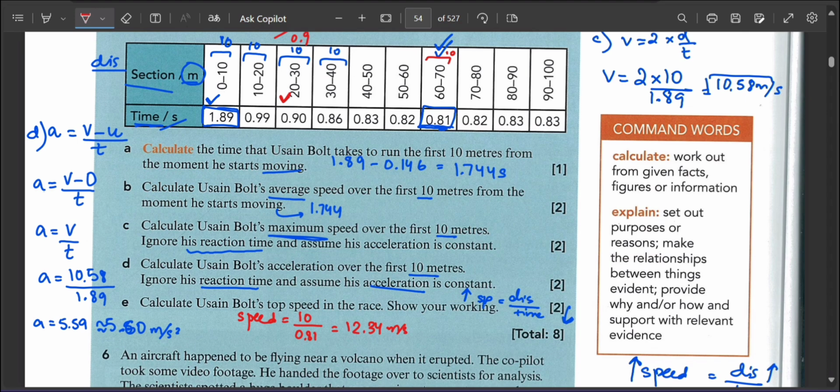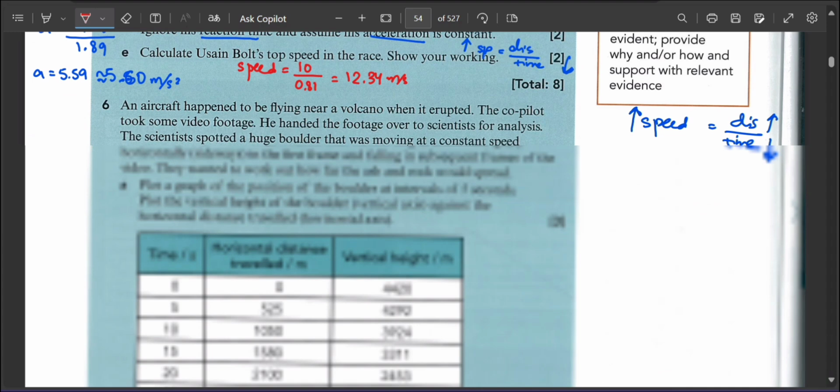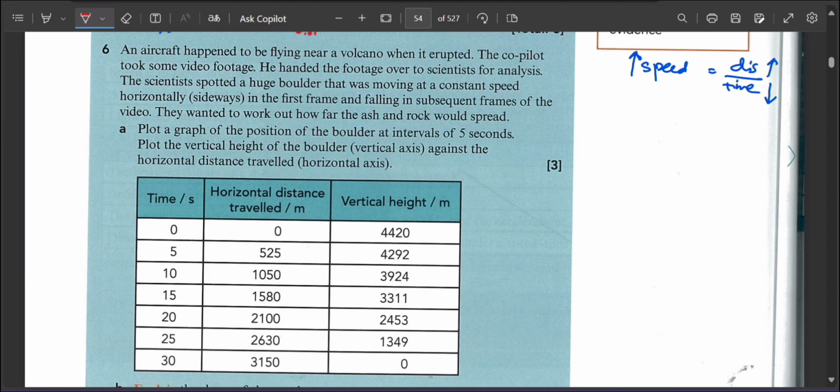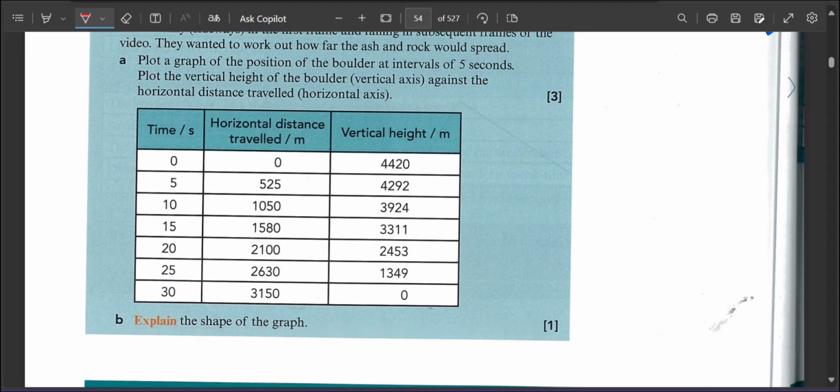Let's move on to question number 6. An aircraft happened to be flying near a volcano when it erupted. The co-pilot took some video footage. He handed the footage over to scientists, and then scientists used this frame and all of that. Plot a graph for the position of the boulder at intervals of 5 seconds. Plot the vertical height of the boulder on the vertical axis against the horizontal axis. So this is the vertical height and the horizontal distance, and now we have to make a graph on it.